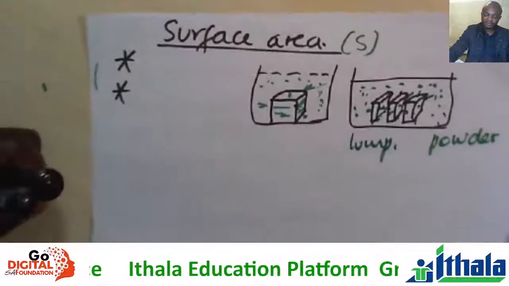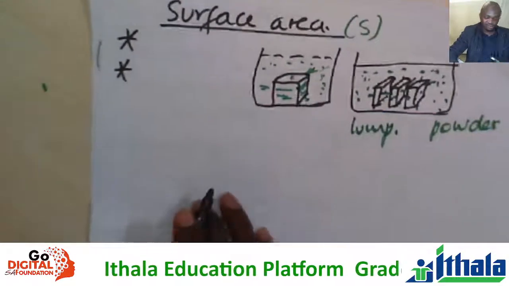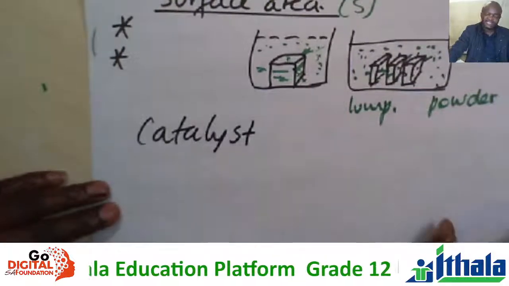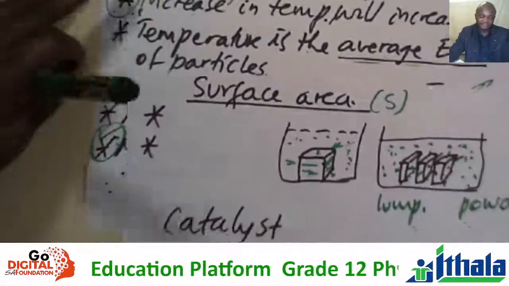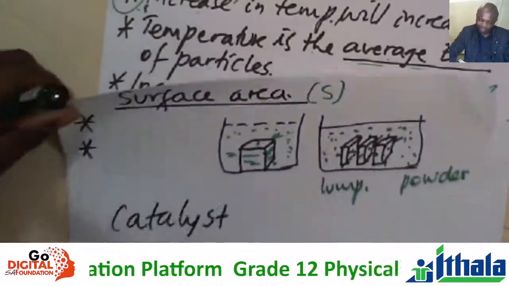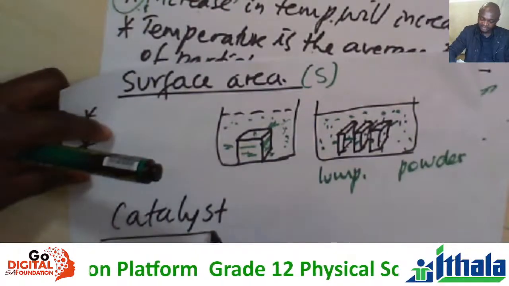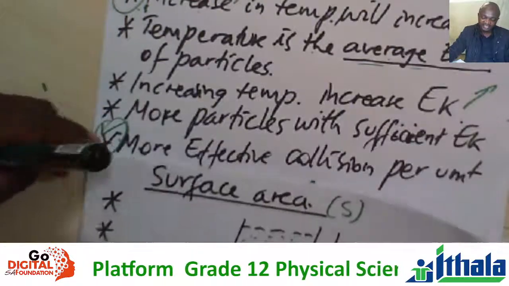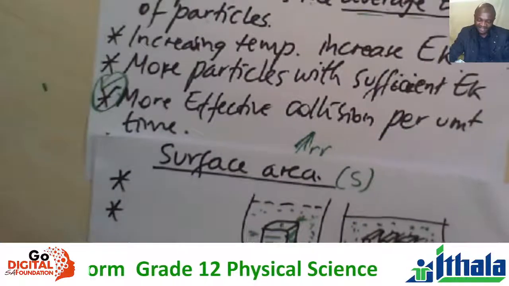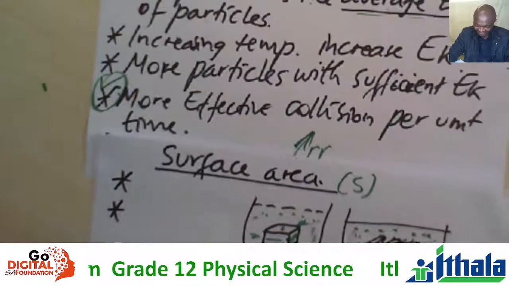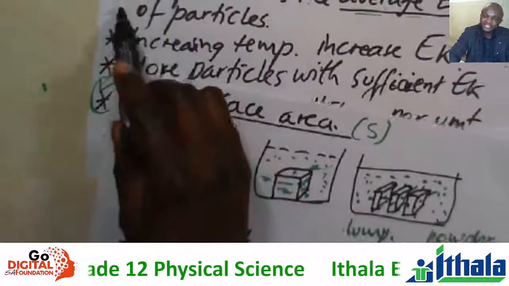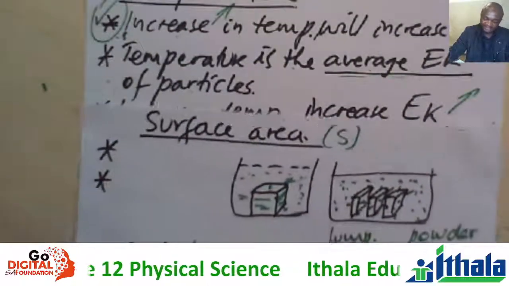Then the other factor, catalyst. The same way we explained temperature, we explain the catalyst. The addition of a catalyst, right, will increase the rate of reaction. Next we explain what a catalyst is, right?